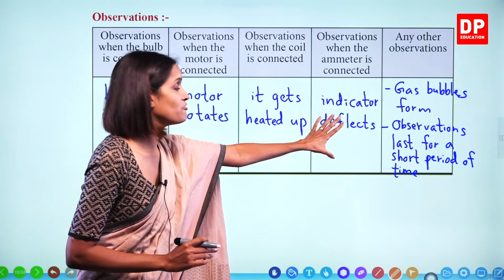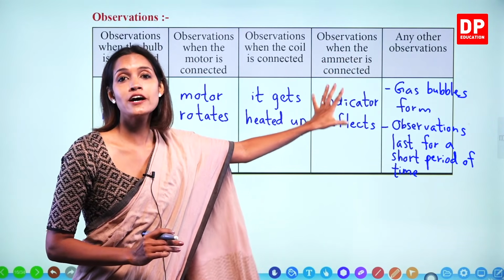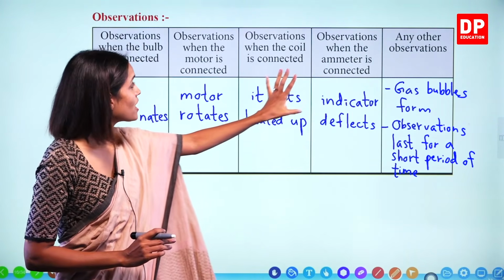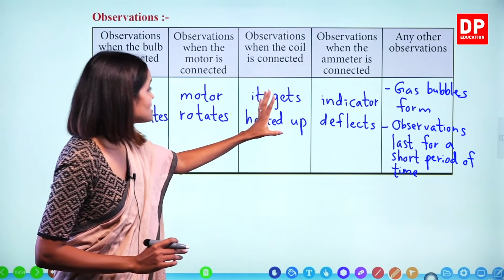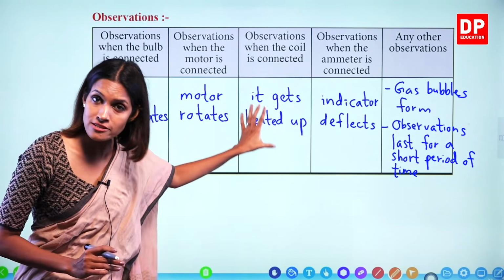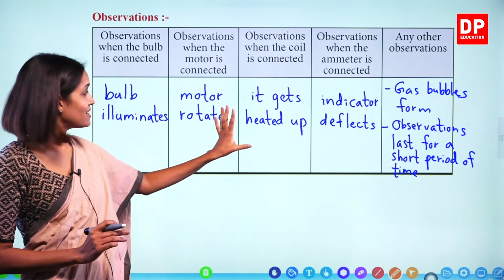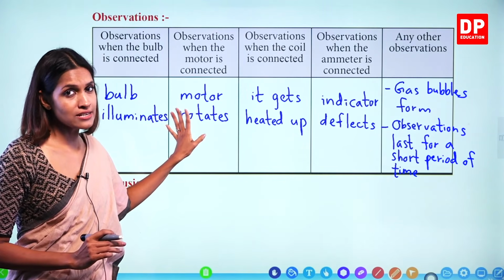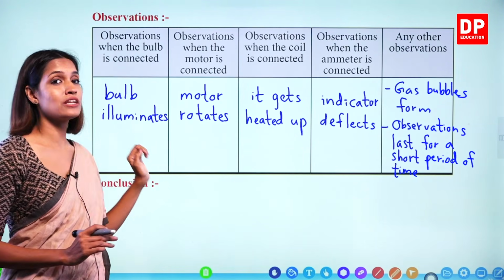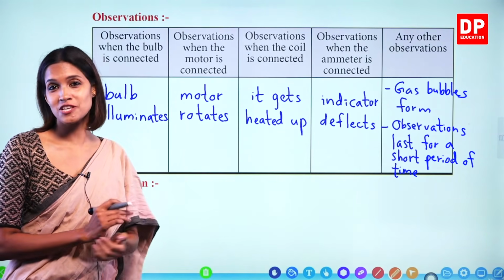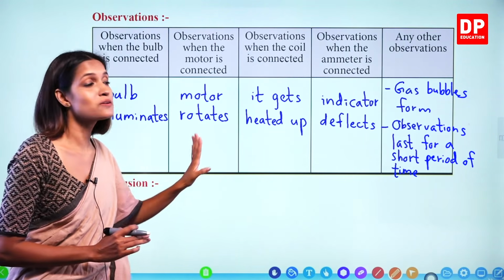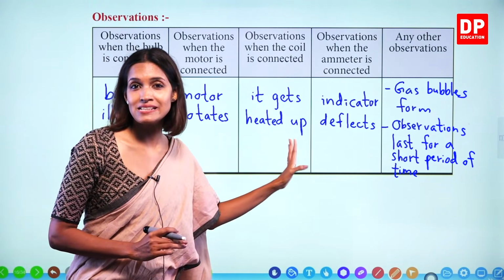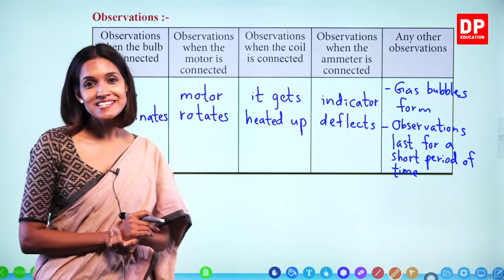That happens because of generation of electricity. The indicator deflects only if electricity passes through the ammeter, right? So the coil gets heated up only if electricity passes through the coil of wire, right? The motor rotates only with the presence of electricity. Even the bulb illuminates or lights up only with the presence of electricity. It means the simple cell generates electricity.